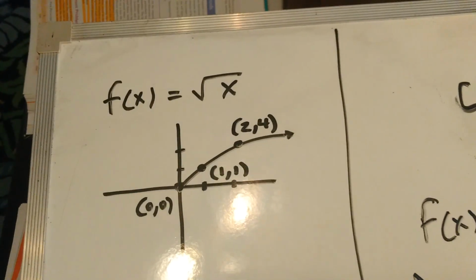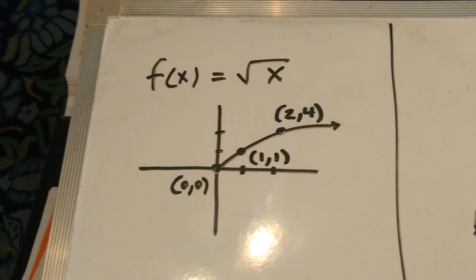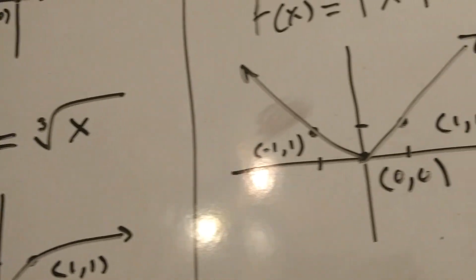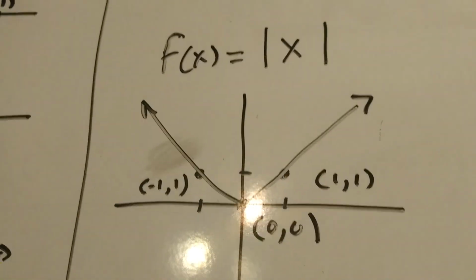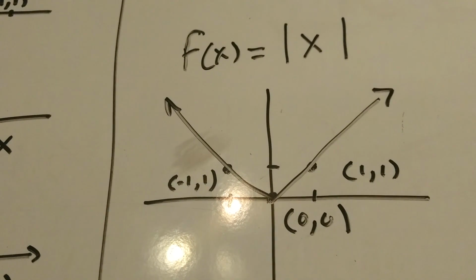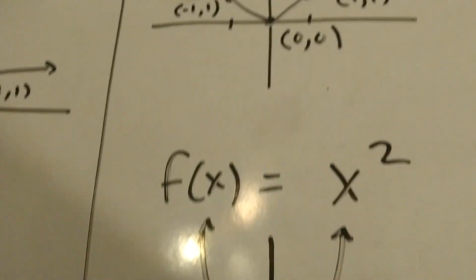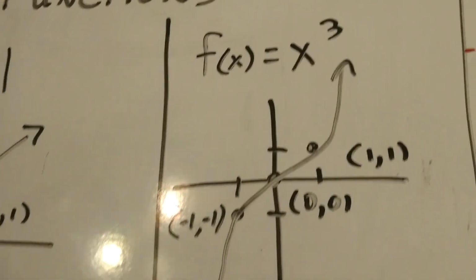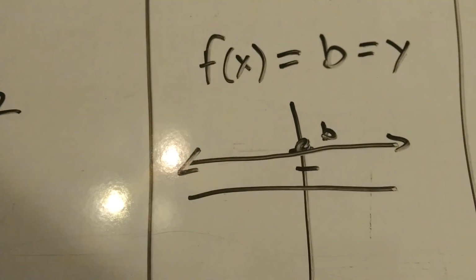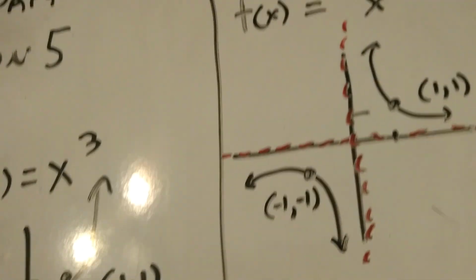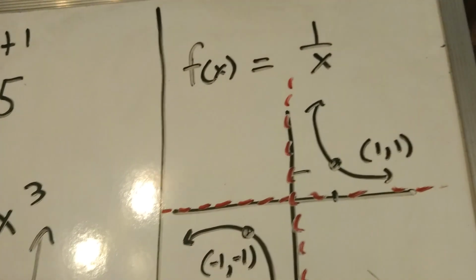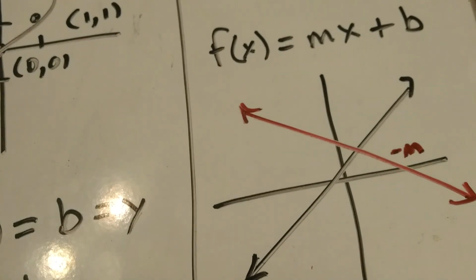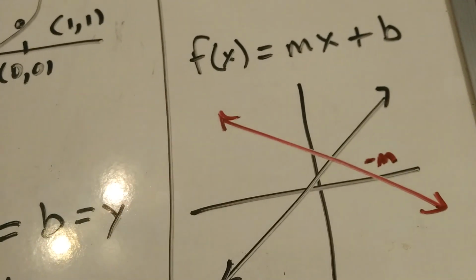Going over them again. Got to know the square root function and those three ordered pairs. Got to know the cube root function, those three ordered pairs. Got to know the absolute value function and the graph of all these, and those three ordered pairs. Got to know the square function and those ordered pairs. Cube function and those ordered pairs. There's your horizontal line. The reciprocal function is one of your library of functions, but I'm not going to give you one on a test. And then your slope-intercept form of equation, your linear line. Got to know these.